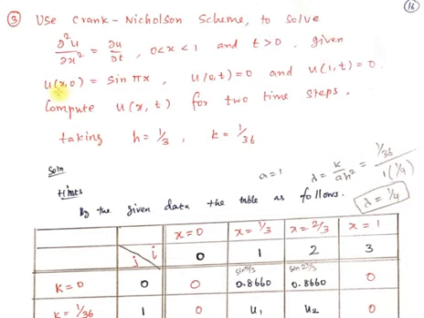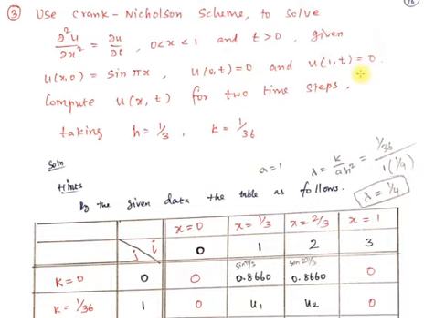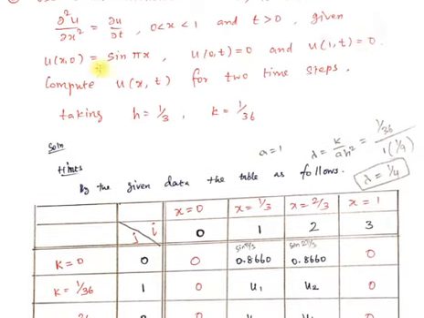u of x comma 0, that means the initial line, that means the first row, is given by sin pi x. u of 0 comma t equal to 0 and u of 1 comma t is 0. So the first column and the last column will be 0. The first row is calculated by sin pi x. So x equal to h equal to 1 by 3 from 0 to 1. So 0, 1 by 3, 2 by 3 and 1, that is 0, 1, 2, 3. j is 0, 1, 2.